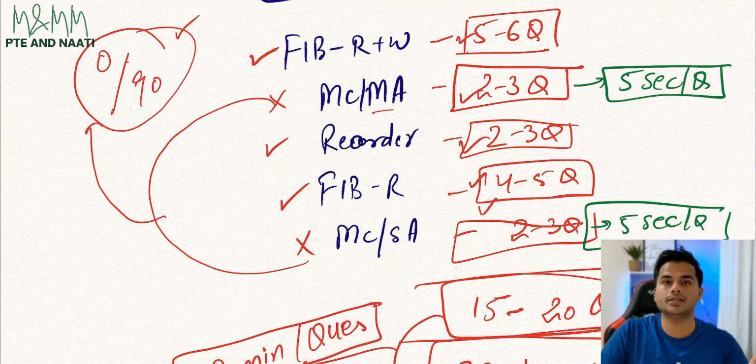After these multiple choice topics, we have reorder paragraph. Again, reorder paragraph is not that important, but still, if anyone is aiming for 79 or a perfect 90, I would any day prefer giving some amount of time towards it.